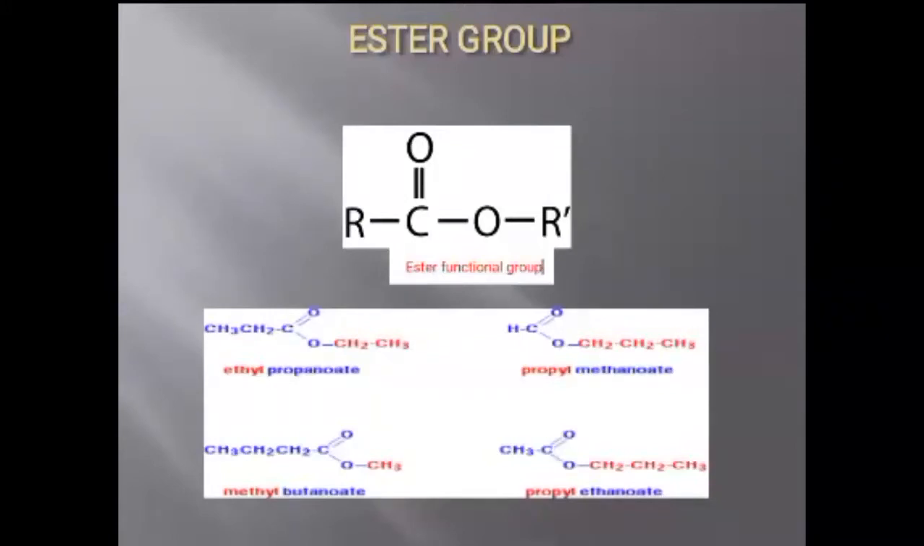So for esters, we have the functional group as COO. Then the R which is attached to the C holding the COO is a hydrocarbon. Then the R which is attached to one of the oxygens is also a hydrocarbon. So when you see a compound of this nature, you will now be able to say, oh, this compound belongs to the group of organic compounds called esters. So that is the functional group for ester.